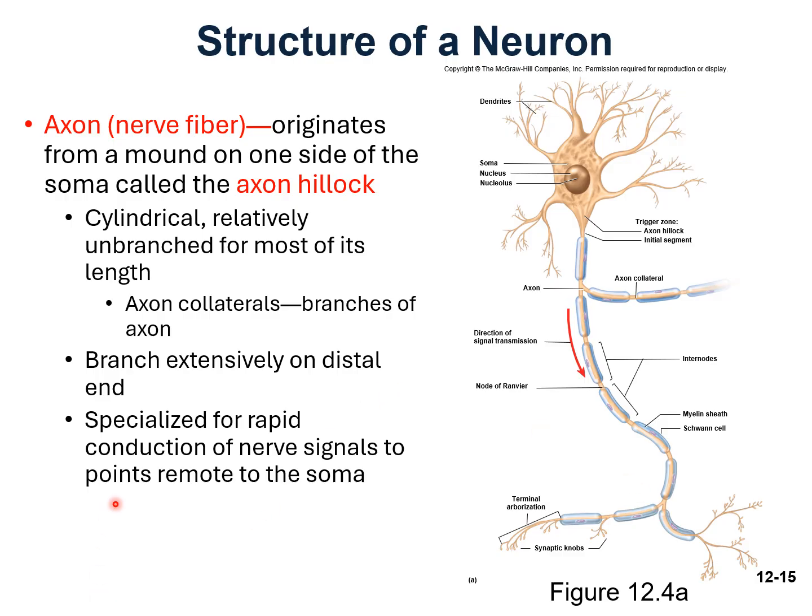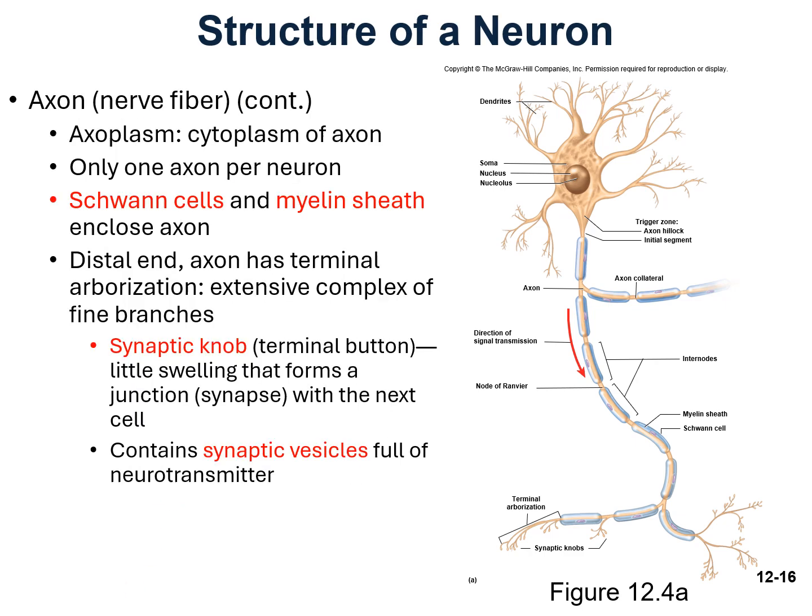And the axon is specialized for rapid conduction of nerve signals to points remote to the soma, or far away. So they have cytoplasm, but here it's called axoplasm. Only one axon per neuron. Sometimes they can collateral or go off to the side. There's always one area that's leaving the soma, and the dendrites usually have many.